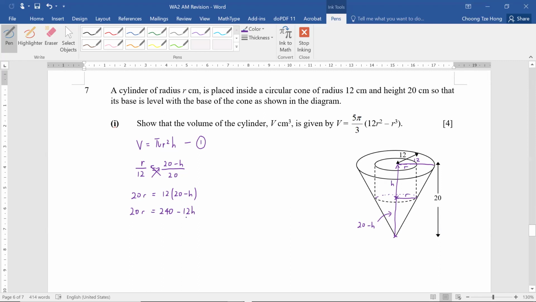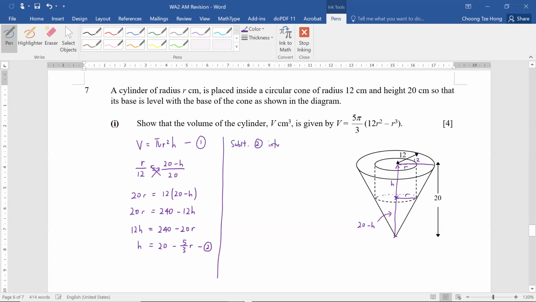Now we're going to make h the subject, and then we will substitute it away. Then the full equation for V will be in terms of r already. So we'll bring the 12h over, then get 240 minus 20r, then divide by 12. When we divide by 12, 240 over 12 gives us 20, and 20 over 12 will be 5 over 3. So we'll get this, equation 2. We'll substitute equation 2 into equation 1, and we should be able to show what they want us to show.